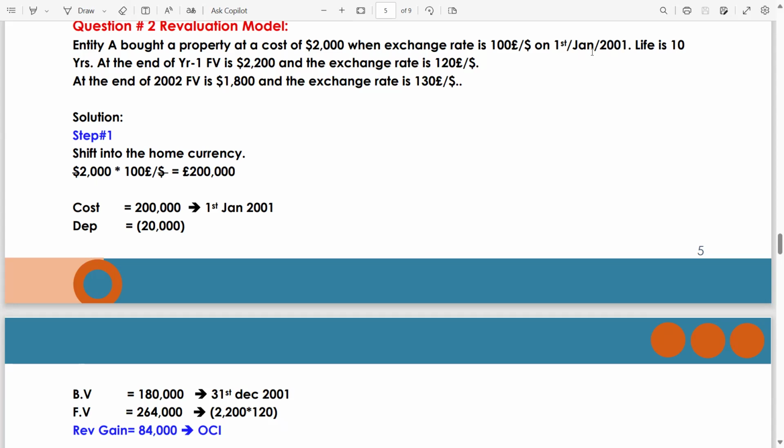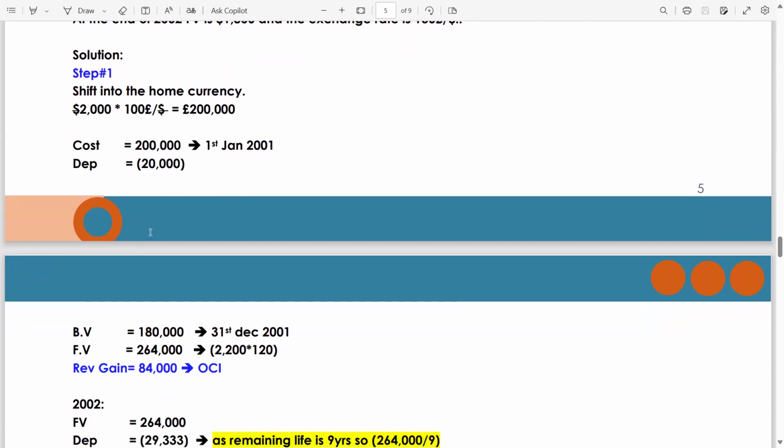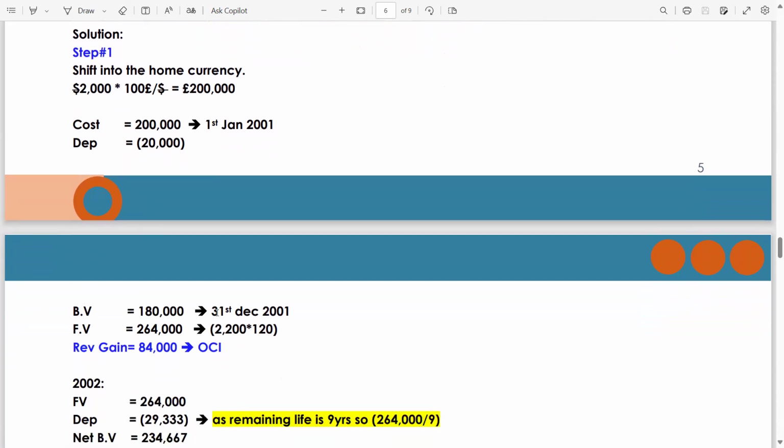2000 is the cost, multiplied by 100 pound per dollar, as 100 is the exchange rate on 1st Jan when we purchased this asset. That gives the 2 lakh cost. Depreciation: 2 lakh divided by 10 gives 20,000. Okay, book value at 31st December 2001 is 1 lakh 80,000 pounds.